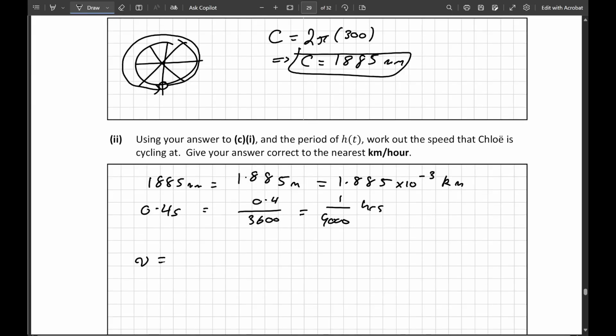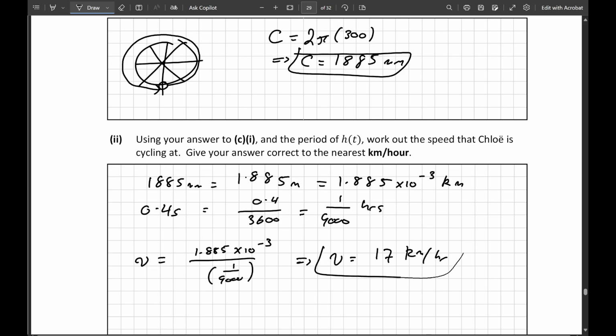So speed is the distance, so 1.885 times 10 to the minus 3, all divided by 1 over 9,000. To the nearest kilometer an hour, that is 17 kilometers per hour. It gives 16.965, but of course, if it wants particular rounding, we have to abide by that.